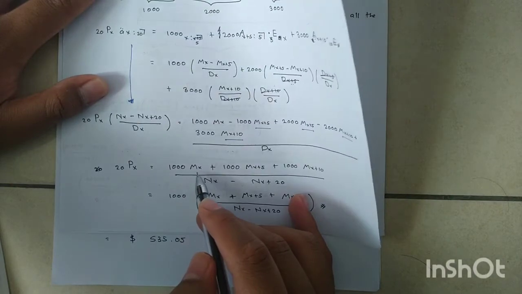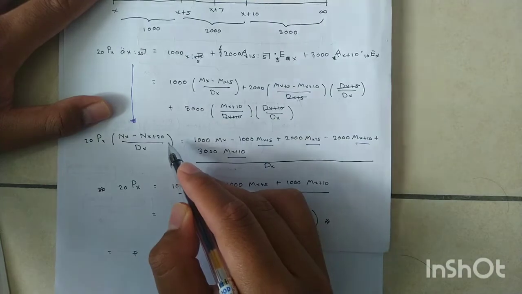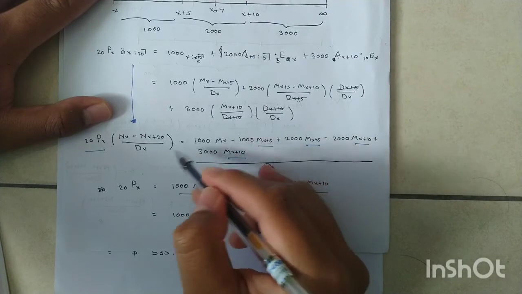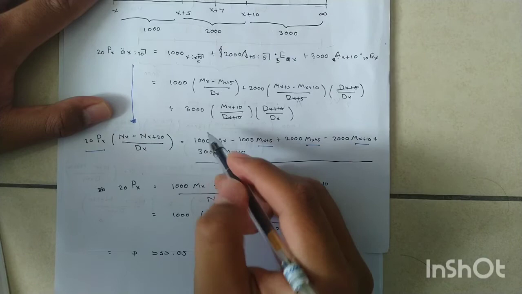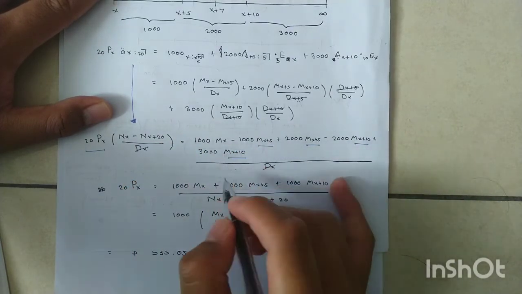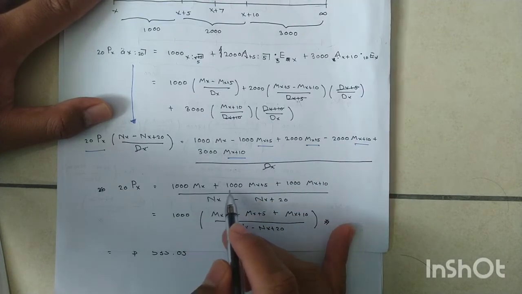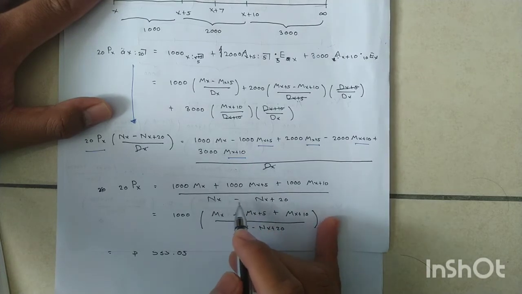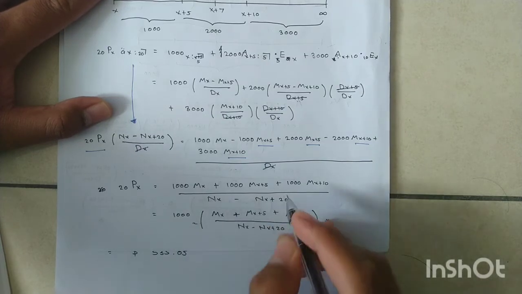20 Px equals 1000 Mx. Before that, since this is what we want, we need to move this whole term over here. Mathematically, we will cancel out the denominator on both sides. So we will obtain 1000 Mx plus 1000 Mx+5 plus 1000 Mx+10 over Nx minus Nx+20. Simplify, and then we will get this answer.